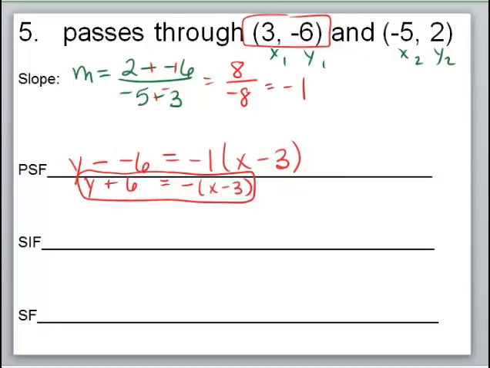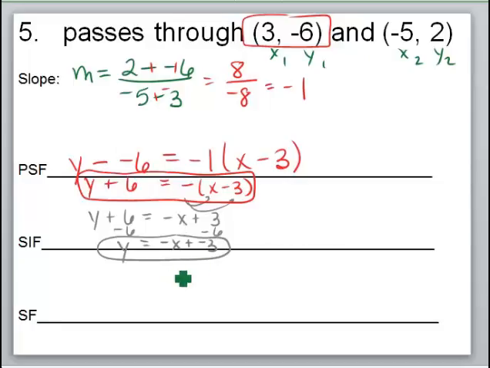Either one is correct. To do slope-intercept form, I would distribute my negative through. So I'd get y plus 6 equals negative x. That would be a plus 3 because the negative times the negative is a positive. And then I would subtract 6 on both sides, and I'd get y equals negative x plus negative 3. And I'd be finished.